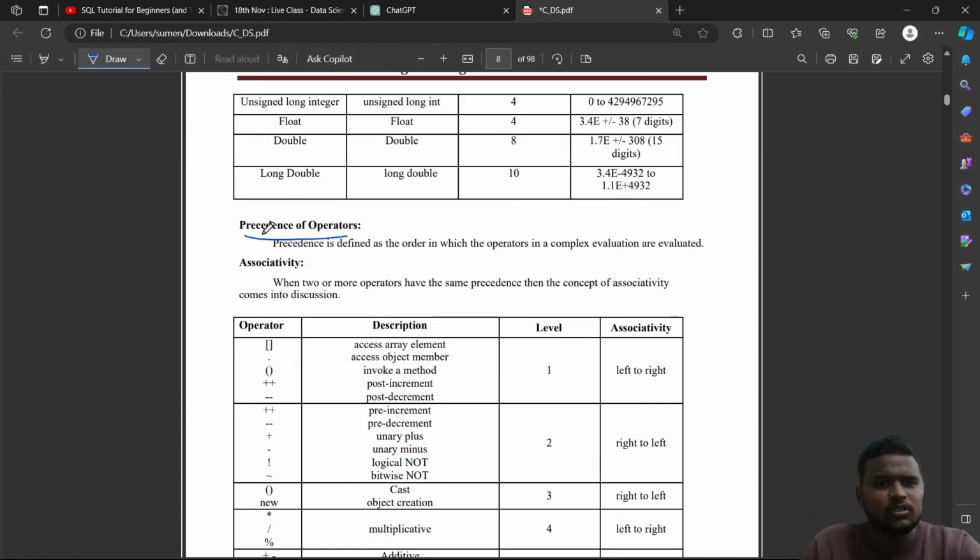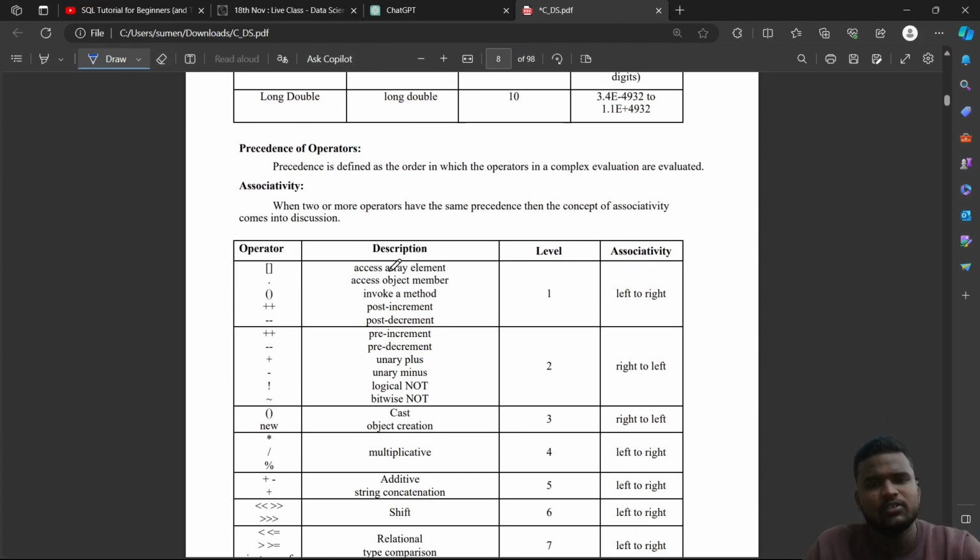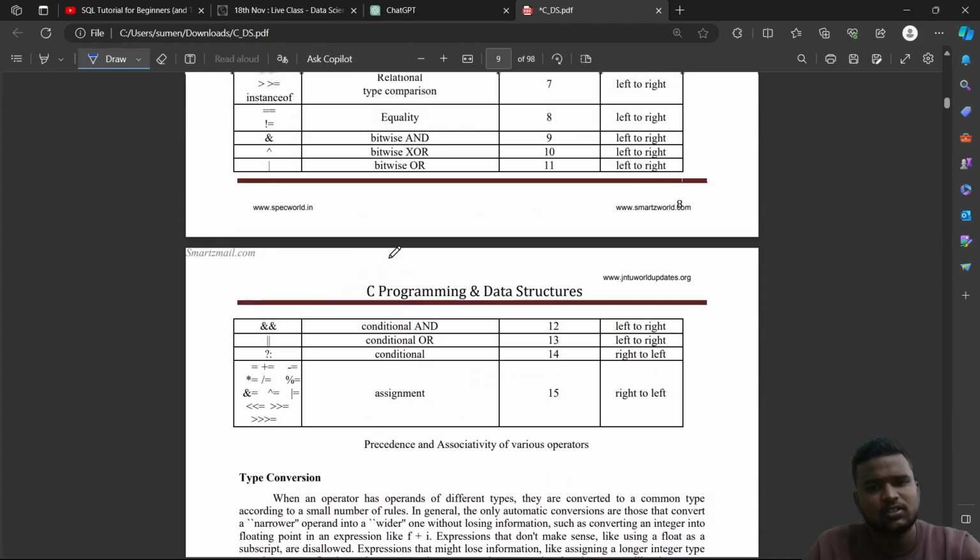Now operators. This is for competitive programming. This is very important. Precedence and associativity of an operator. What does it mean? Precedence is defined as the order in which the operators in a complex expression are evaluated. And associativity means when two or more operators have the same precedence, then the concept of associativity comes into picture. Let me give you an example for you to understand this.